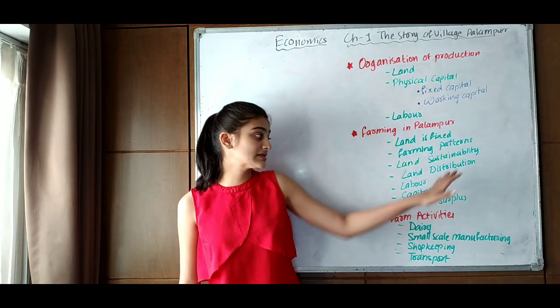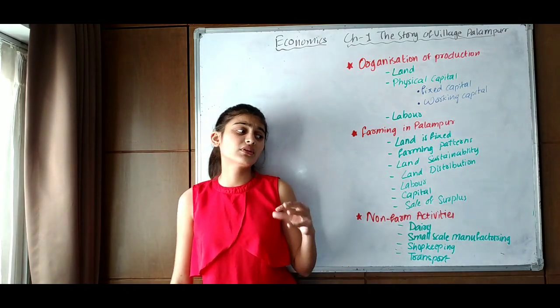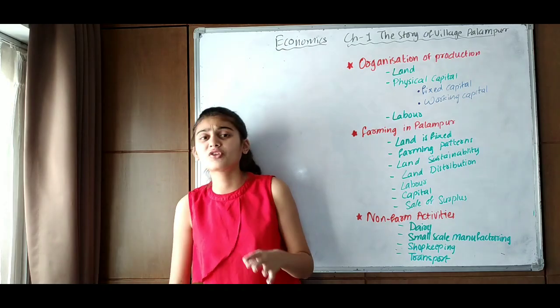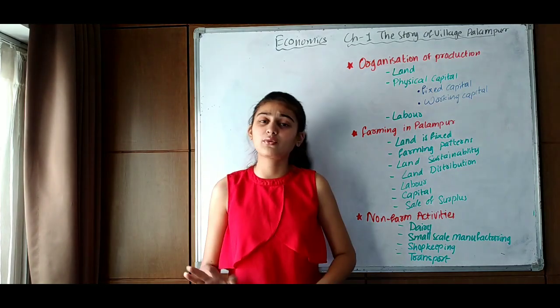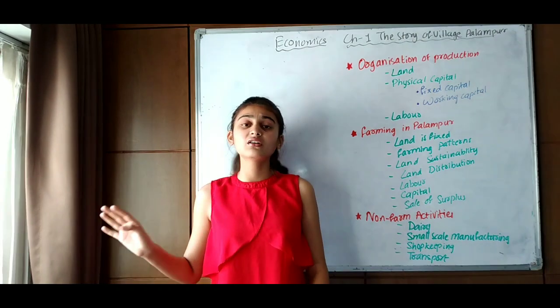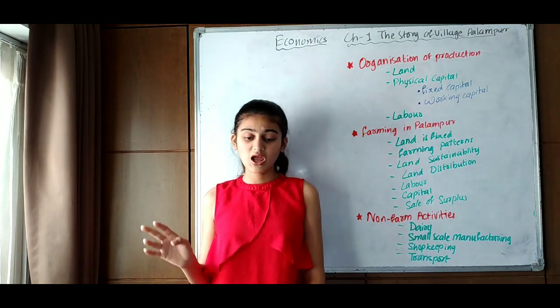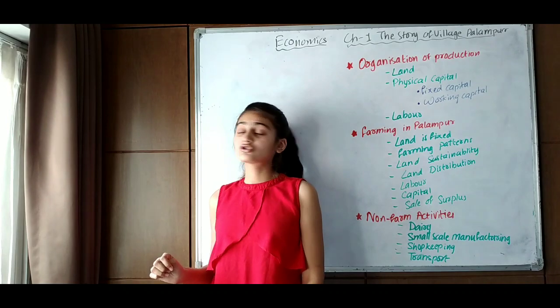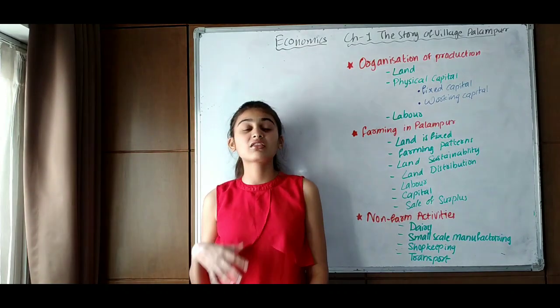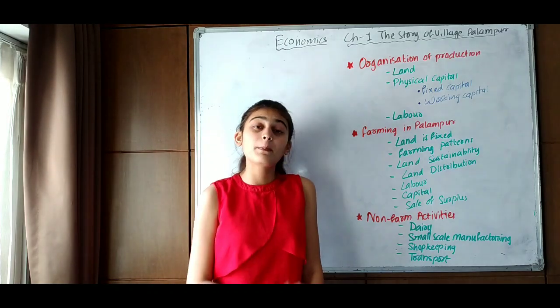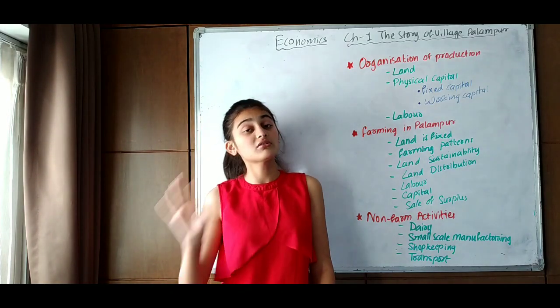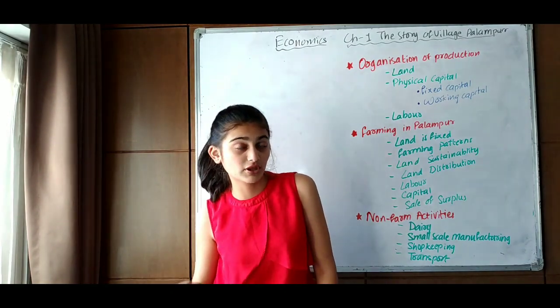Okay, then comes land distribution. Now there are about 450 total families, from which 150 are the upper castes and the rest are the backward castes, and upper castes have the majority of the land and lower castes have a minority of the land.